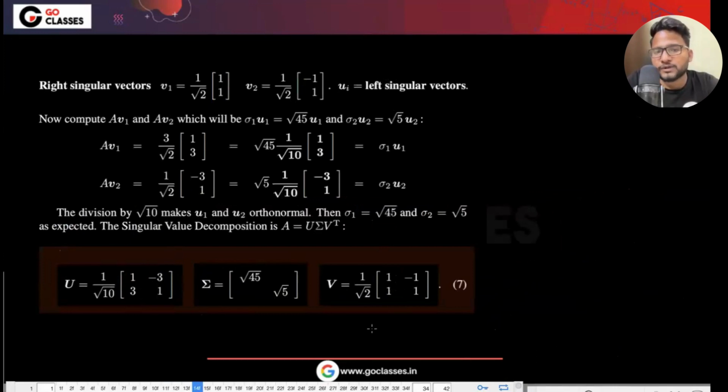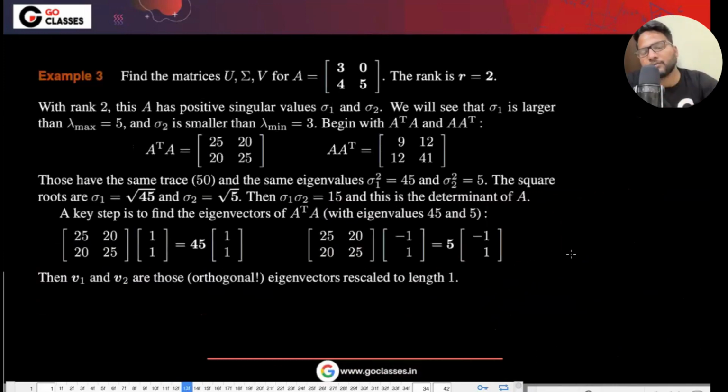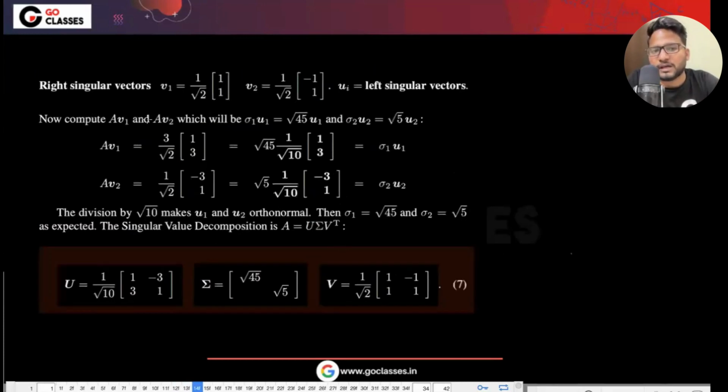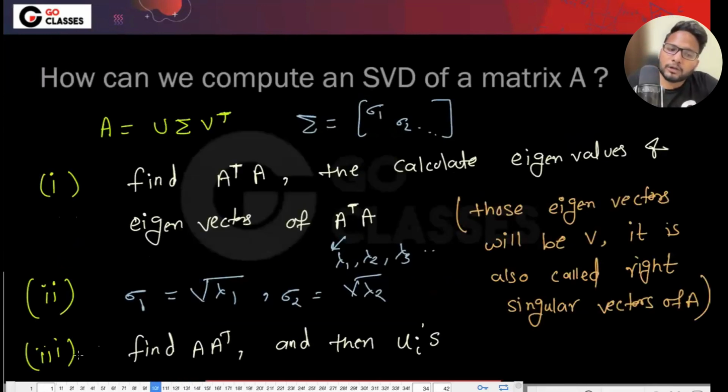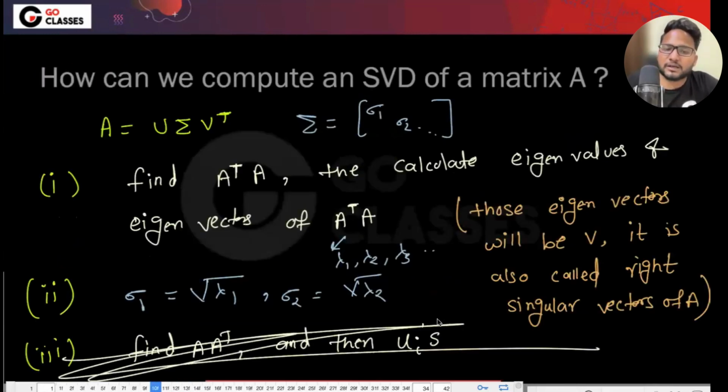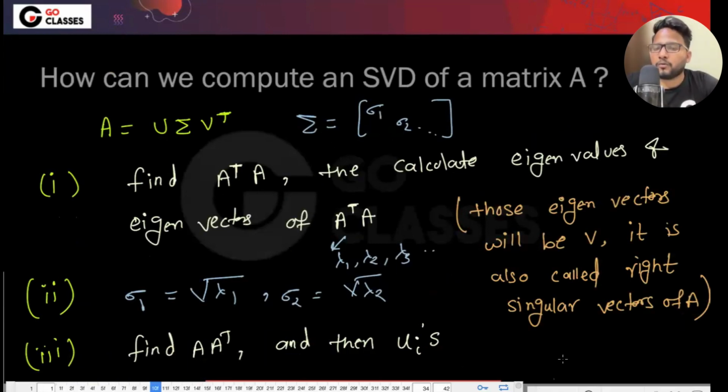Now, have you noticed one thing? In this particular question, they have done one thing. They have calculated the eigenvectors of this A transpose A. But when it comes to U, they have not calculated it. They are doing something else, right? When it comes to U, they're actually doing some trick. We will see that trick also. So basically what I'm telling you is that the third step is not really very necessary. Most of the time you can skip it. I will tell you how.